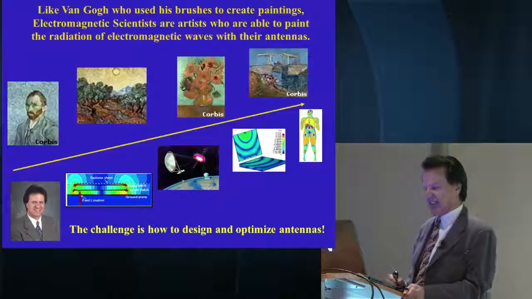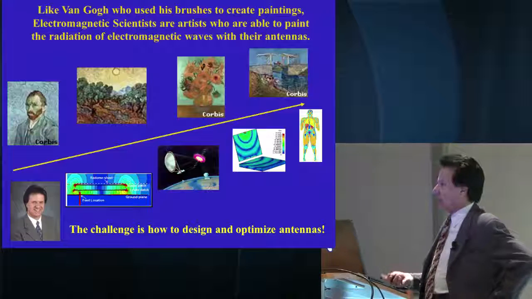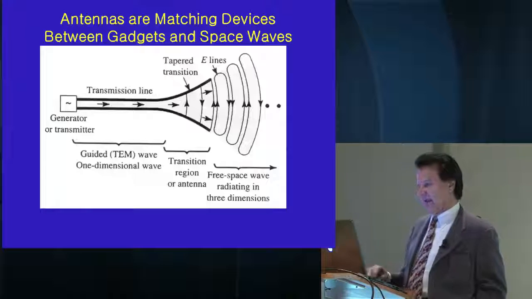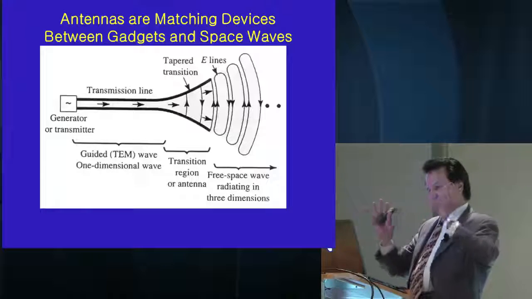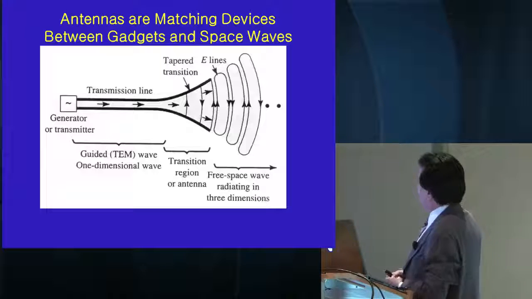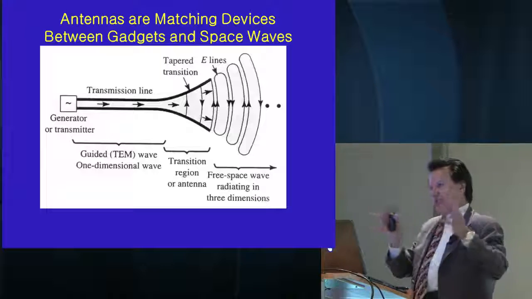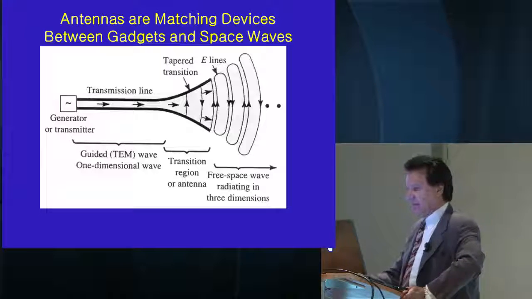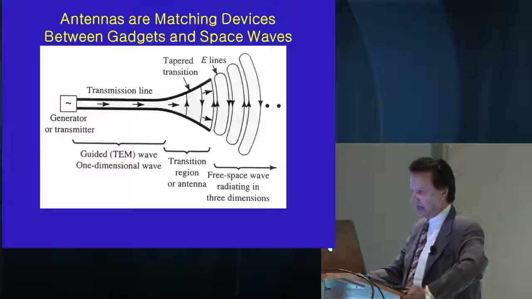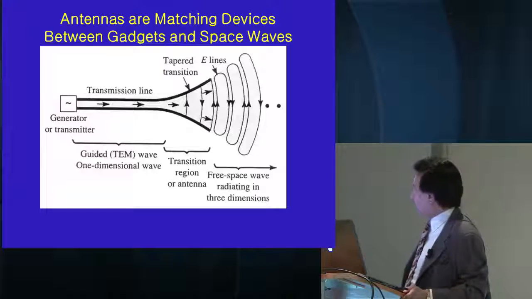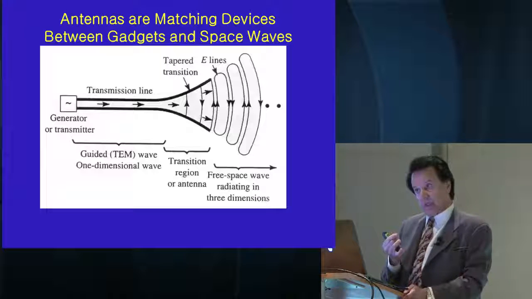So what is the question? The challenge is how to design and optimize antennas. So we are going to say a few words about that. So from the viewpoint of what this antenna does, antennas really fundamentally are the matching devices between gadgets, the front end, the backbone of the electronics or whatever, and the space waves. That's really the role antennas want to play. This is a very important point to be appreciated.